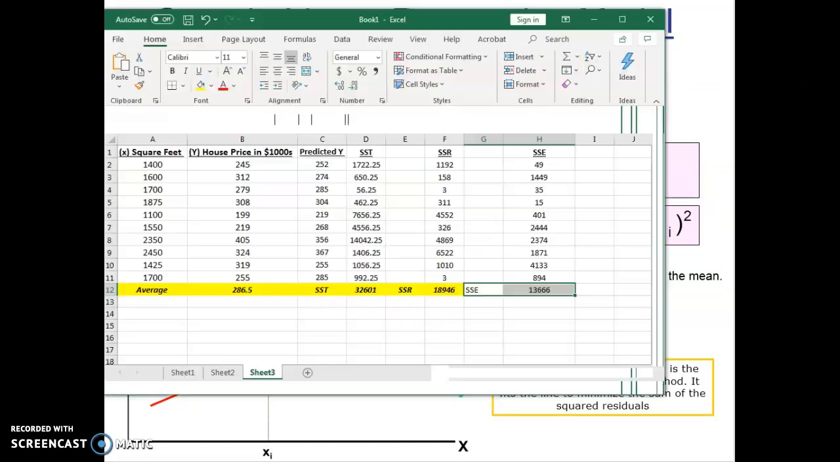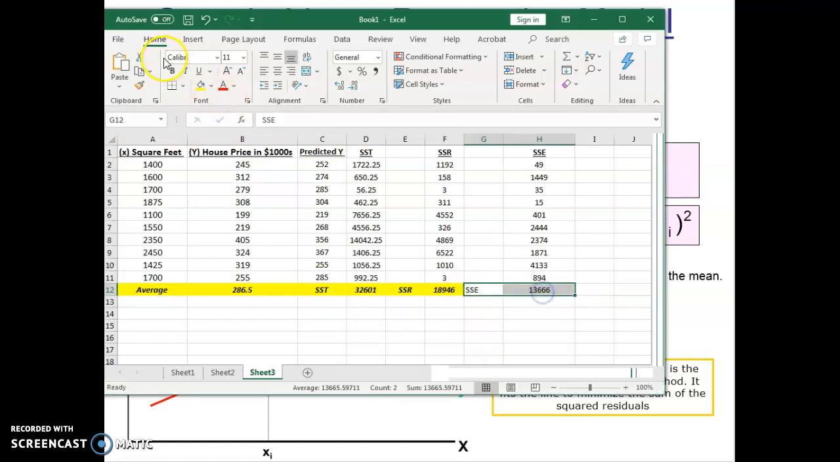Oh, sorry about that. Italicized. There we go.